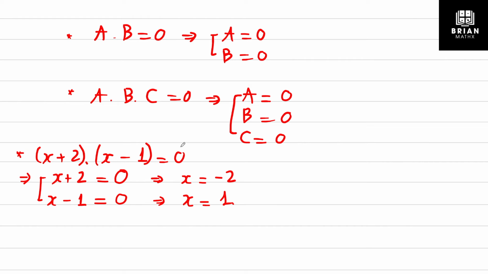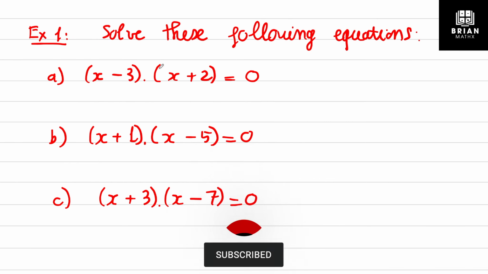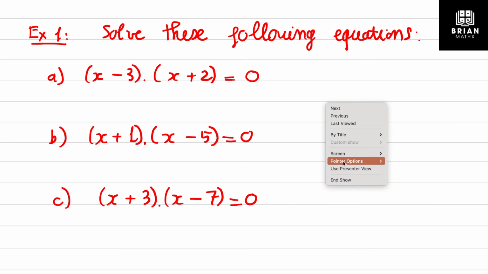Okay, so for this video, I want you to focus on two steps. Step one, you factorize the expression you have, and the second one is to solve that equation. For the first example, you got: solve the following equations. You got questions a, b, and c. Okay, how can you do this one? You can see question a. We have a factorized expression on the left hand side and you got 0 on the right hand side.